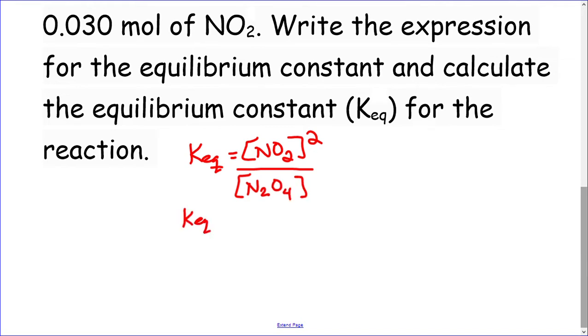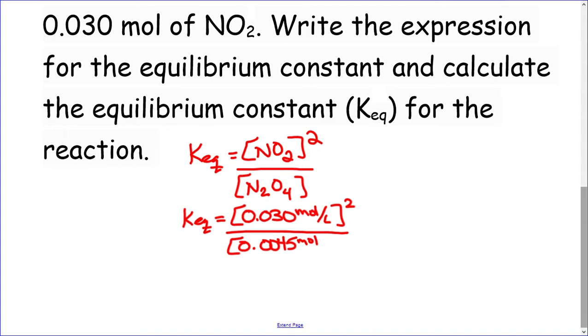So KEQ is equal to 0.030 moles per liter, which we also said earlier was molarity, and I need to remember that has to be squared. That's all over 0.0045 moles per liter, and that one just had a value of 1 in front of it, so in this case I don't have anything else.